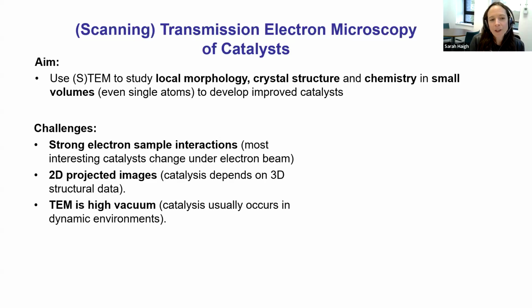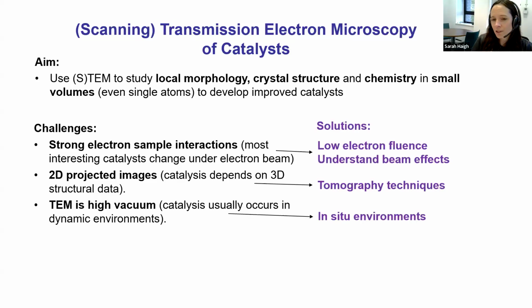There's also the problem that we're looking at a two-dimensionally projected image in most cases, and that means that we're not necessarily seeing the full three-dimensional structure. And of course, the transmission electron microscope generally requires a high vacuum, and that means that we are missing information which might be related to the dynamic environment in which the catalyst operates.